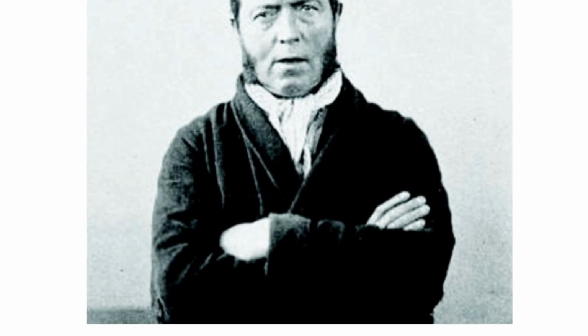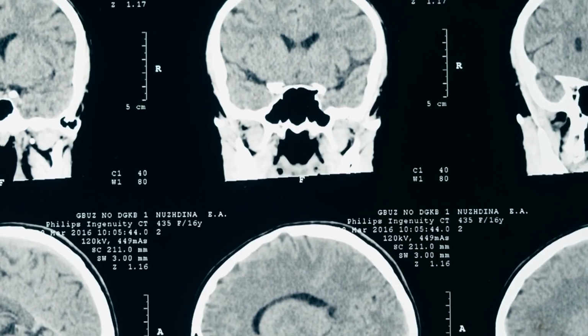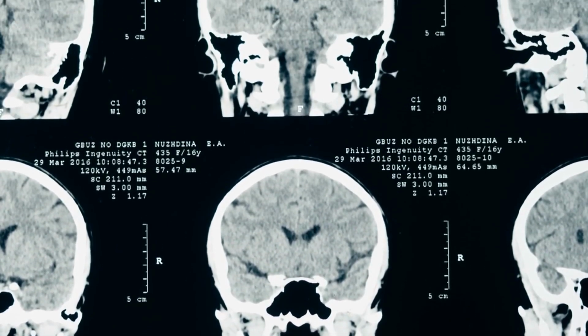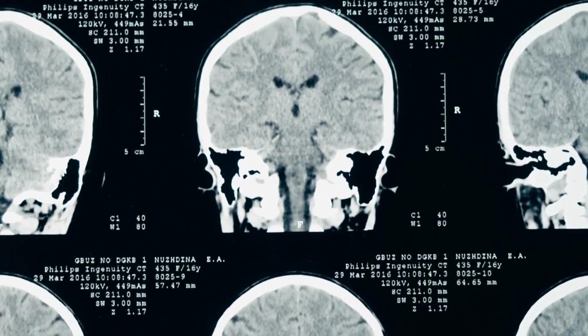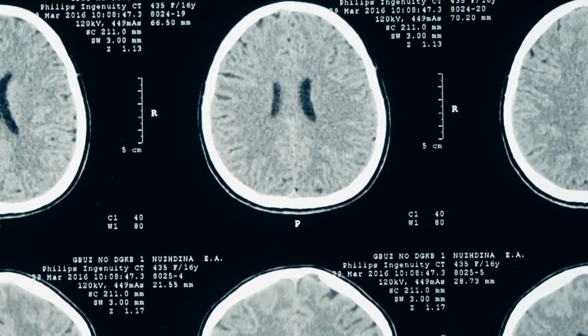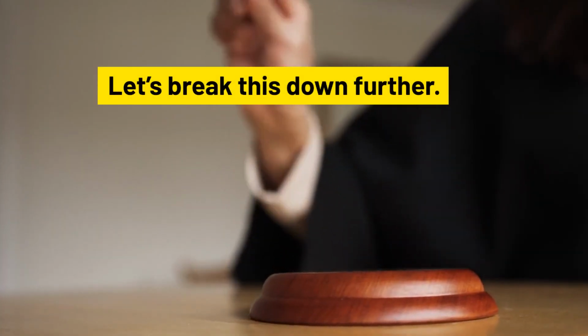In the UK, the insanity defense is based on the M'Naghten rules, a legal standard that has been in place since 1843. Under these rules, the defendant must prove that, at the time of the offense, they were suffering from such a defect of reason, due to a disease of the mind, that they either did not know the nature and quality of their act or did not know that what they were doing was wrong. Let's break this down further.